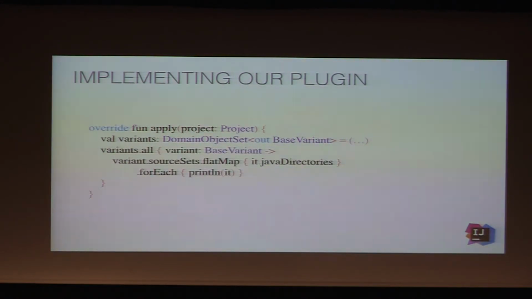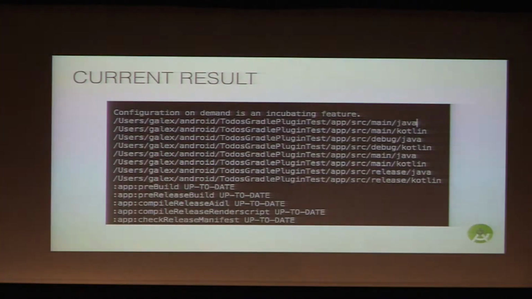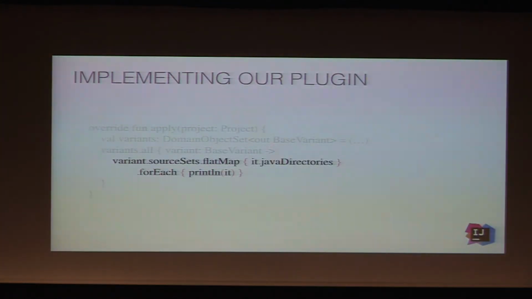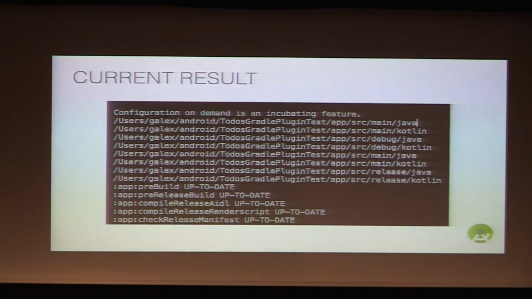After that, now that we have all our variants, we're going to iterate on them. And for each of them, because I'm developing this right now, I just want to print out what shows up, just to see if I'm going the right way. So by doing a flat map, looking into every Java directory and printing it for each of them, I get this result. So I do get all the source folders where I'm supposed to look for my to-do lines.